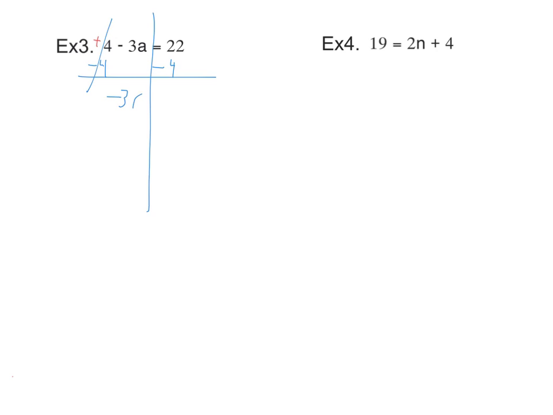The negative will stay with the 3a, and we'll get negative 3a equals 18. To finish this, I want to divide by negative 3, since they've multiplied. Therefore, a is equal to 18 divided by negative 3, or negative 6.